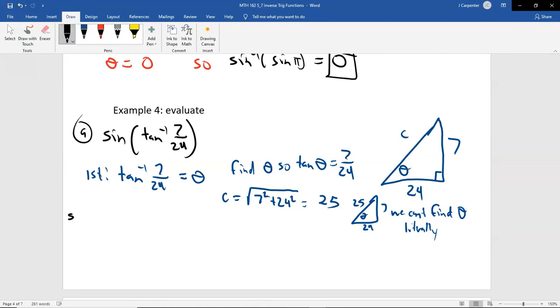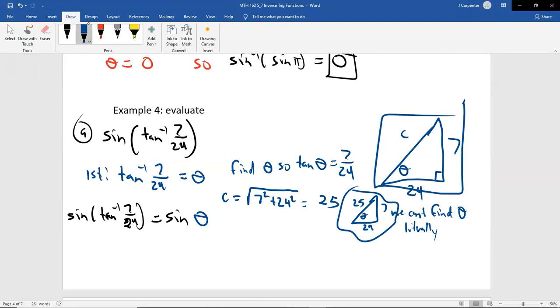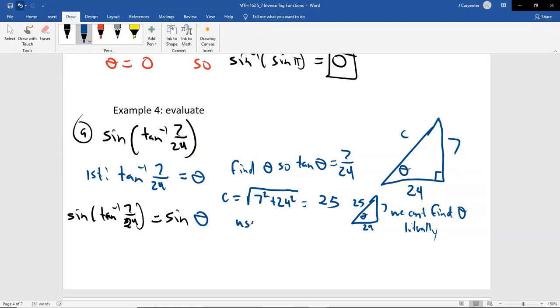So the sine of inverse tangent of 7/24 is the same thing as finding the sine of what we're calling theta, where theta is based on this right triangle, this one more specifically. So the sine of theta just says to go to this right triangle and do its opposite over its hypotenuse. So this would be equal to, the opposite is 7, the hypotenuse is 25, so the answer is 7/25. That's it.